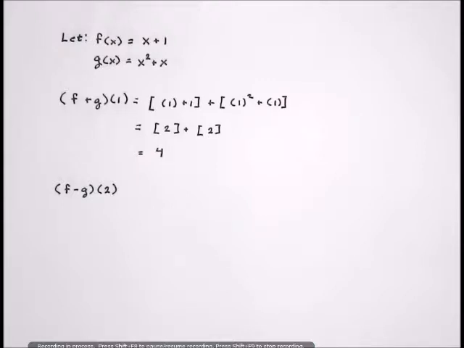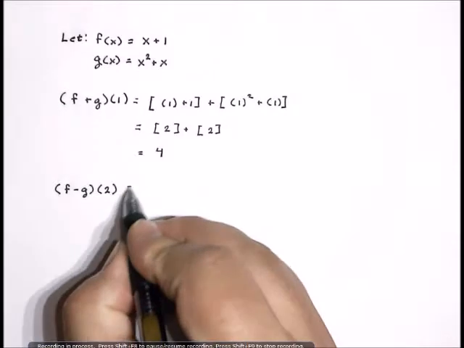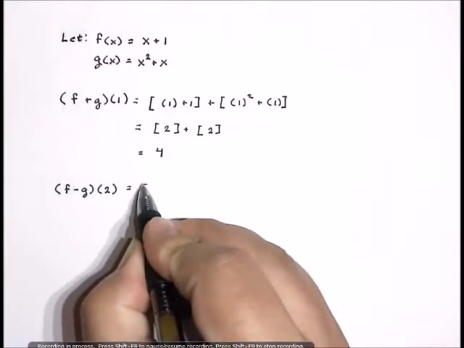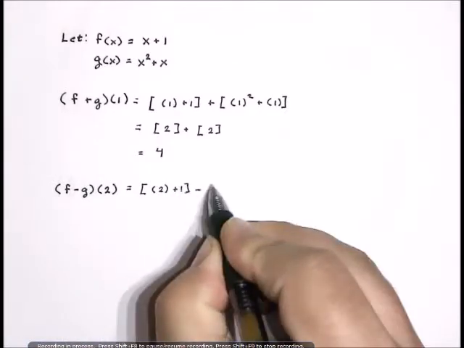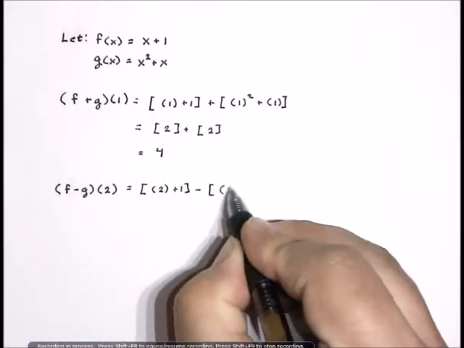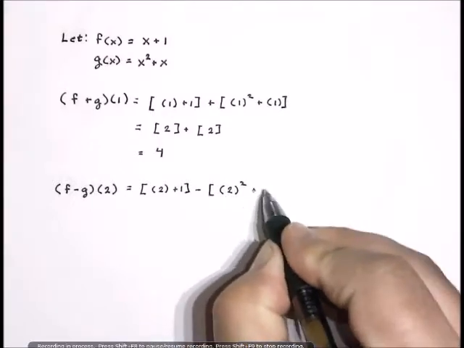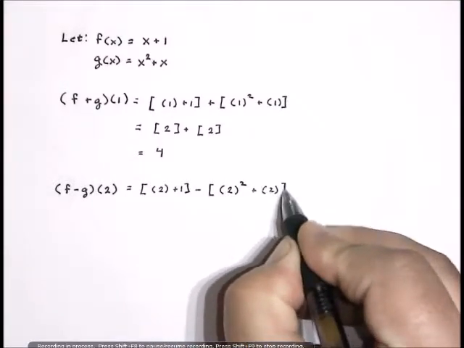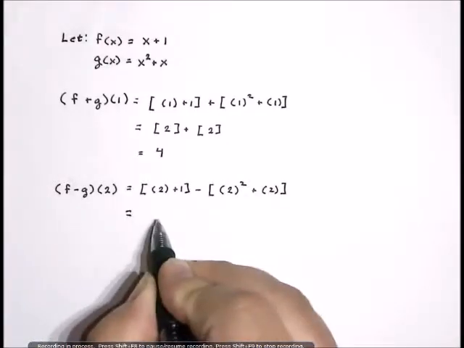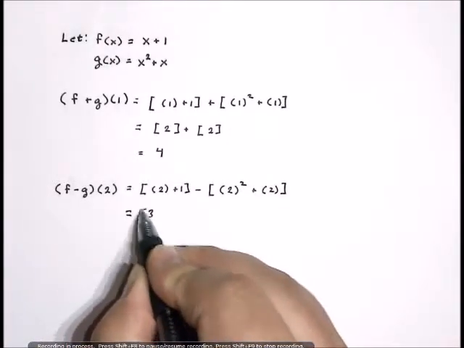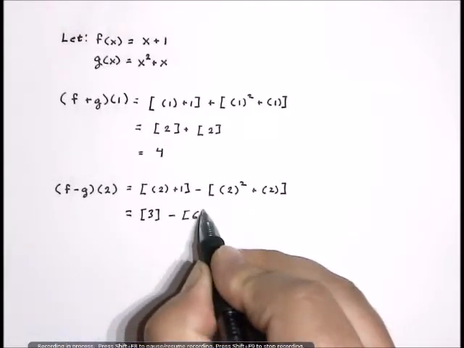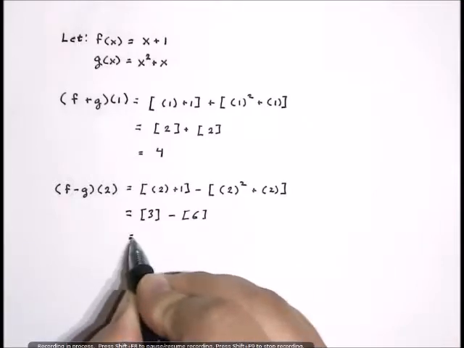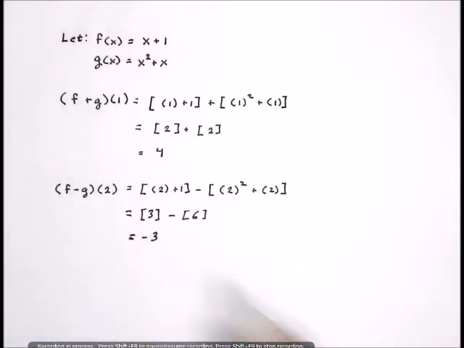Now let's try f minus g at 2. We do exactly the same thing. I take f of x and I plug 2 in for the x, and I'm subtracting g of x and I plug 2 in for the x. And then I just work it out. So f minus g at 2 is negative 3.